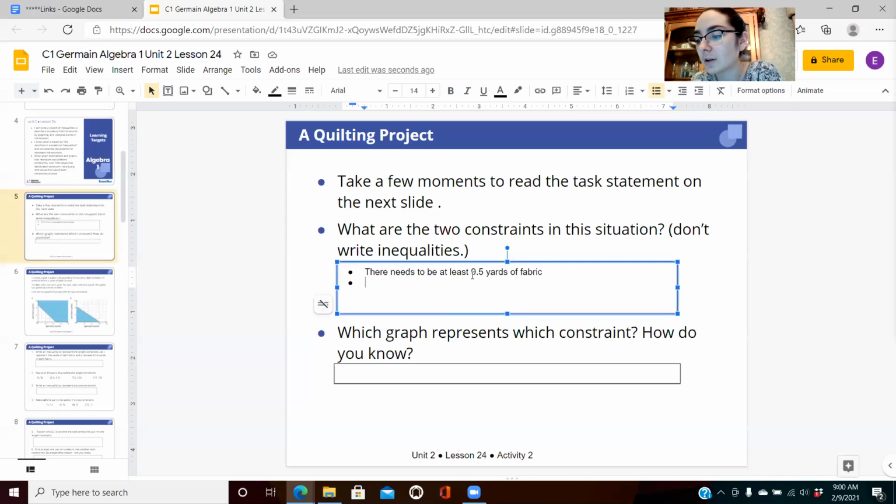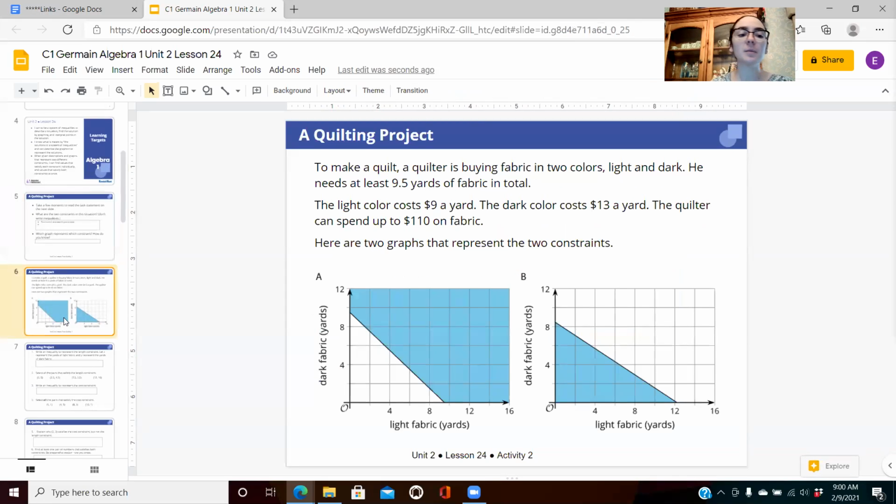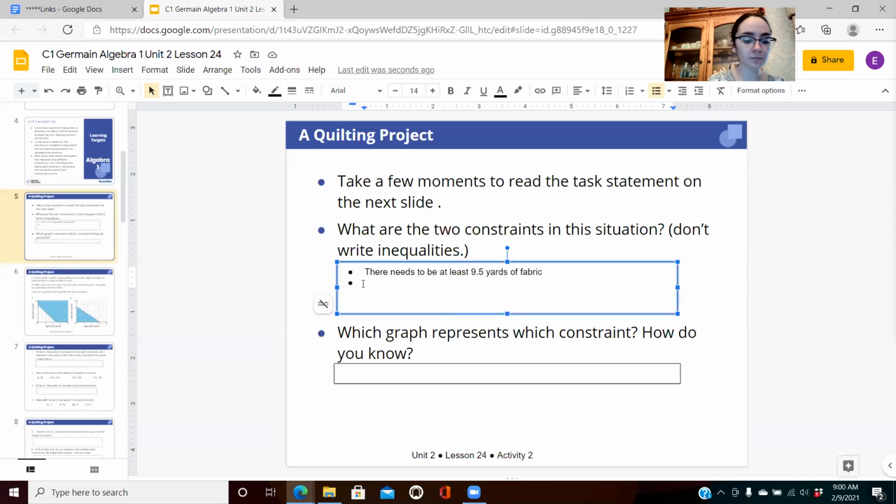Okay, very good. Nice job on that one, Kyle. So then the maximum that they can spend is 110. Peyton, unmute and tell me the maximum that they can spend. The maximum that the quilter can spend up to is 110. Yes, very good. The maximum that they can spend is $110. Good on that one, Peyton. Okay, very good. So those are our two constraints.